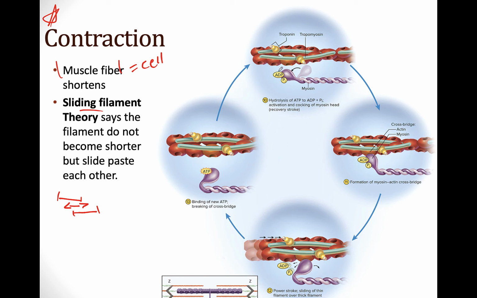And this is going to work in a cycle until the contraction is over. So we're going to start here. We've got calcium bound to troponin. Tropomyosin has moved out of the way to make these openings available. So an ATP will be hydrolyzed, meaning that the ATP is going to be broken down into ADP plus inorganic phosphate.